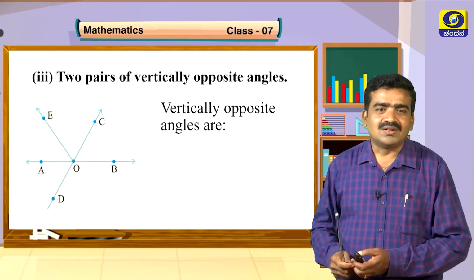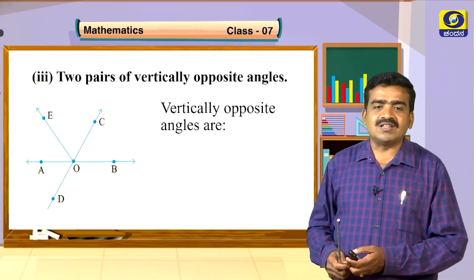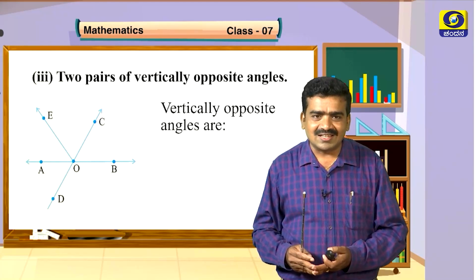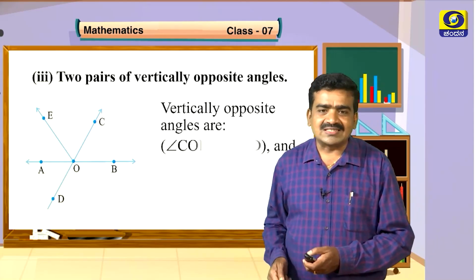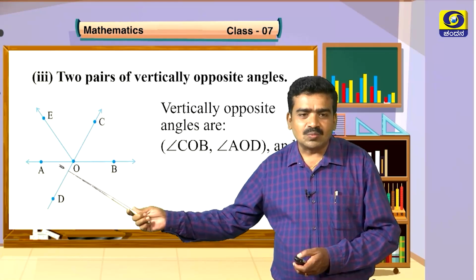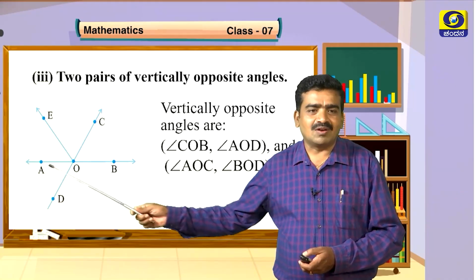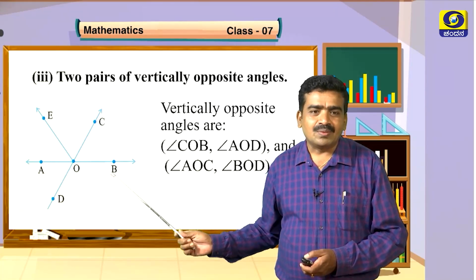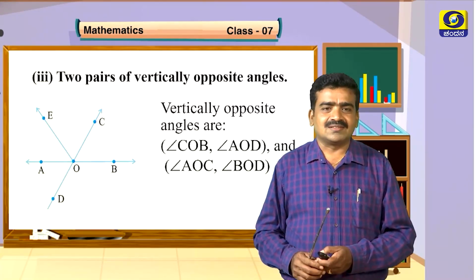Then now come to the 2 pairs of vertically opposite angles. Here, to identify the vertically opposite angles, we need 2 lines which cross each other, and the angle should be just opposite at the common vertex. In this case, COB, where is COB? Here COB, this angle should be equal to this, that is AOD, which is one pair. Now come to AOC, and just opposite to this there is the BOD angle. AOC and BOD will be vertically opposite angles.